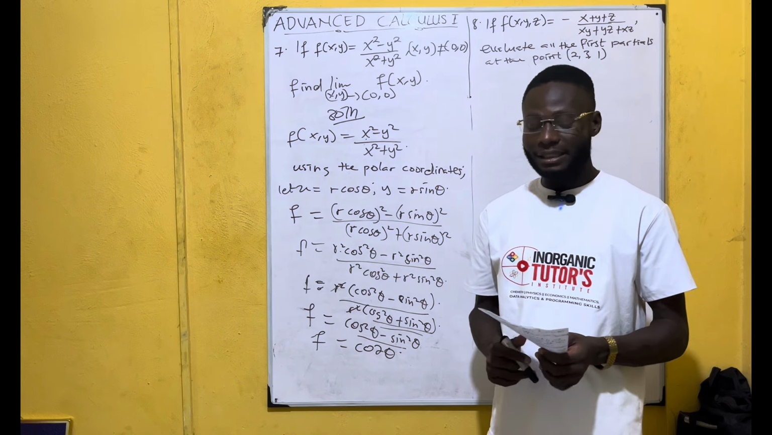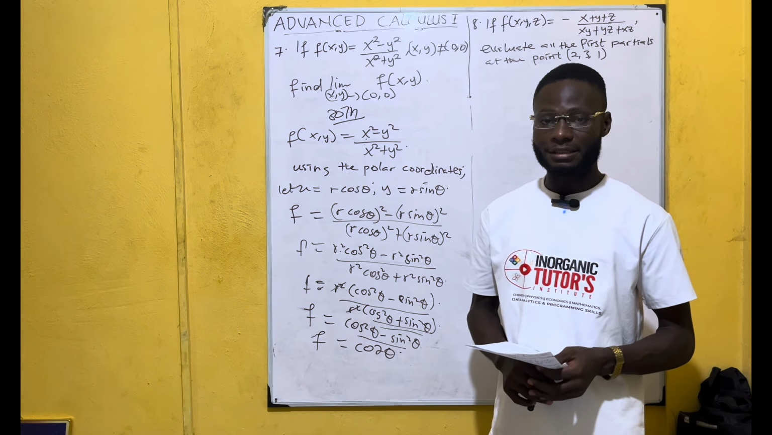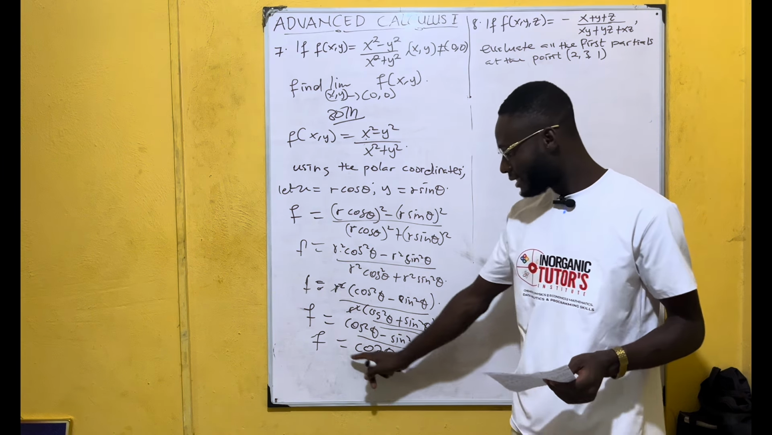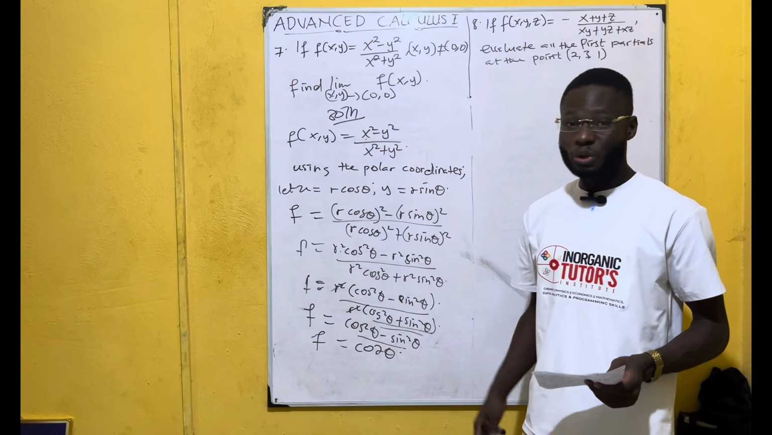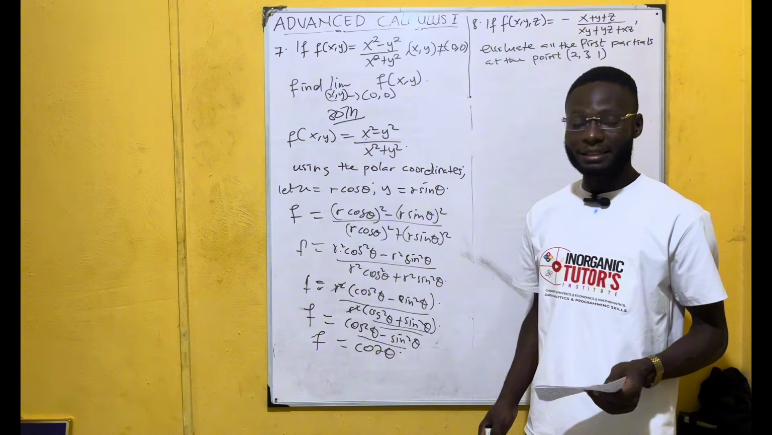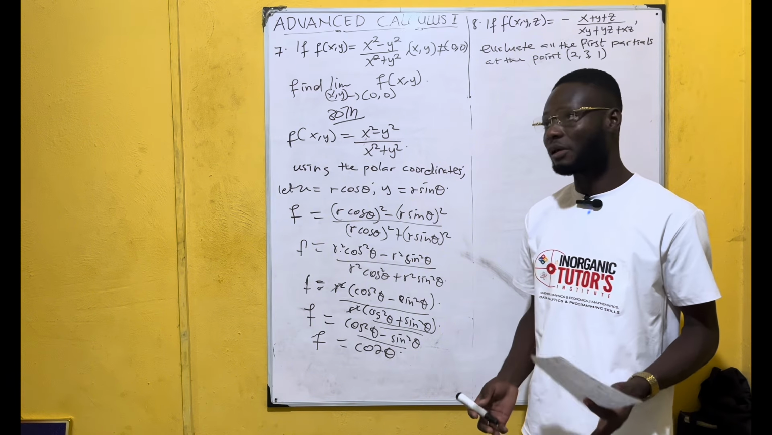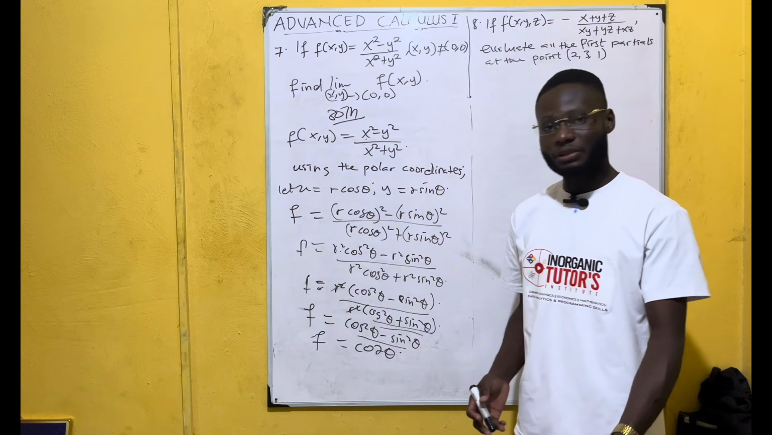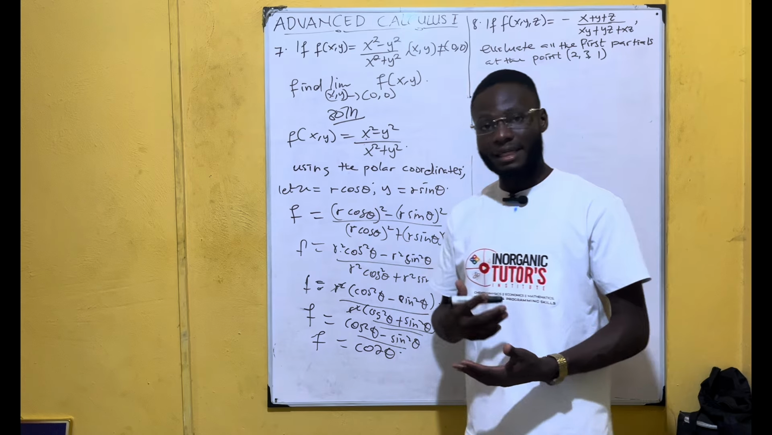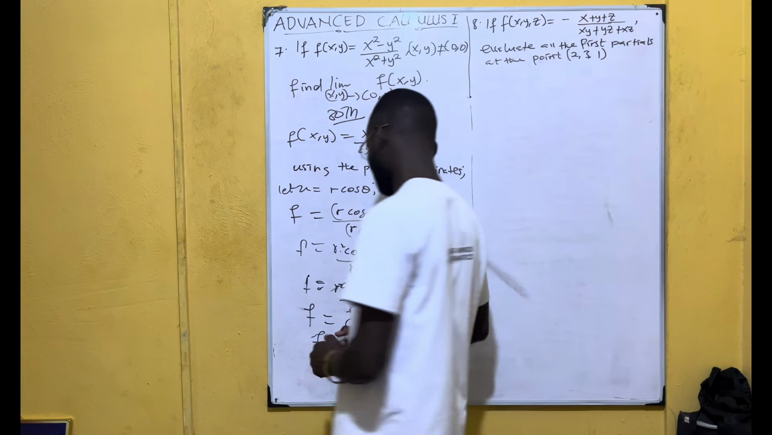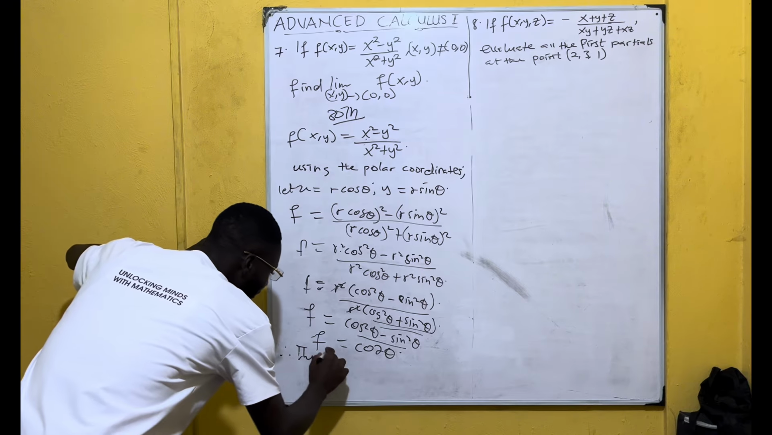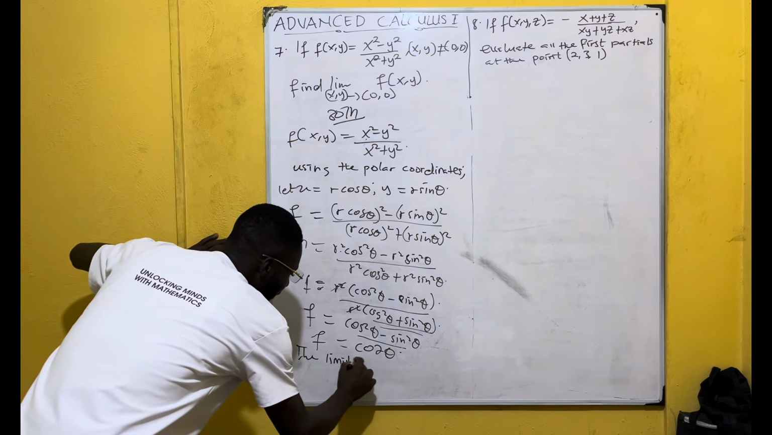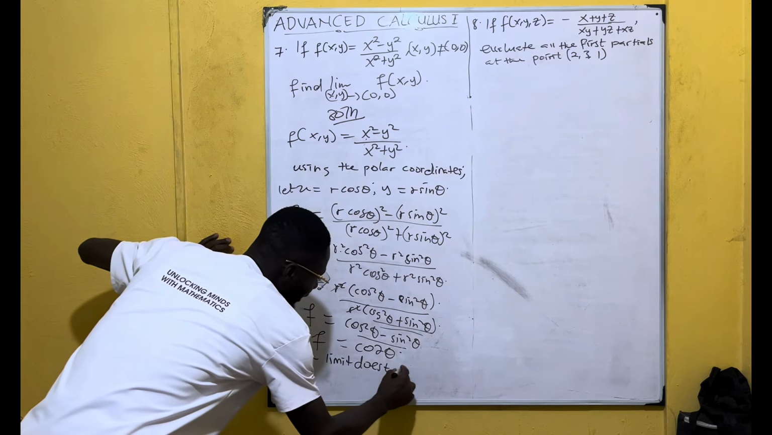Now, since this result depends on theta, we can say that the limit does not exist, because the result we are obtaining depends on theta. So we cannot say that the limit exists, right? So the best option for us is to say that the limit does not exist. That is the only way we can go. So therefore, the limit does not exist.